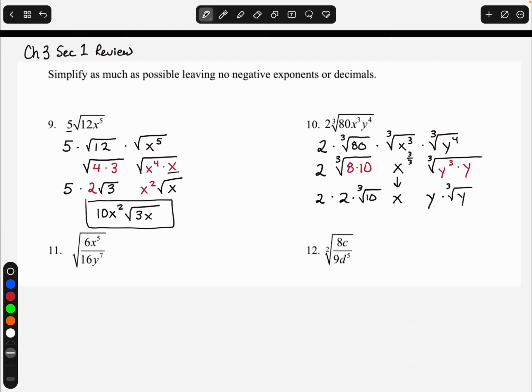And again, let's just put everything together on the outside and on the inside. So we've got 2 times 2 is 4. We have an x and a y. So we have 4xy times the cube root of 10y. And that would be our answer.